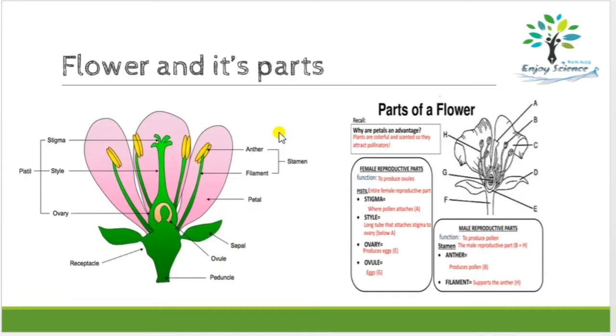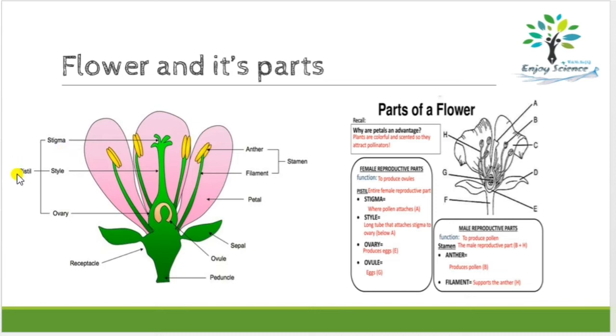Before we go to the process of reproduction, let's try to understand a flower and its different parts. Here you can see a simple structure of a flower. A flower consists of many structures. It has one male part, which is called the stamen. The stamen consists of the anther and the filament. The anther produces pollen grains, and inside the pollen grains you will find male gametes. The filament is a stalk that supports the anther.